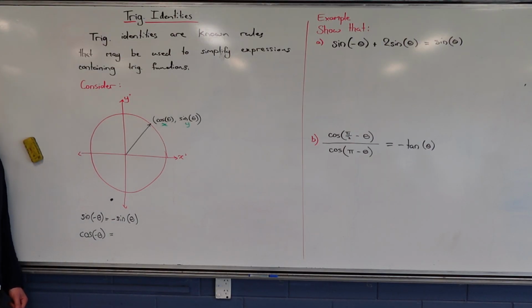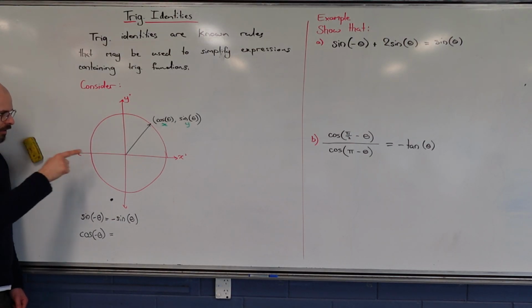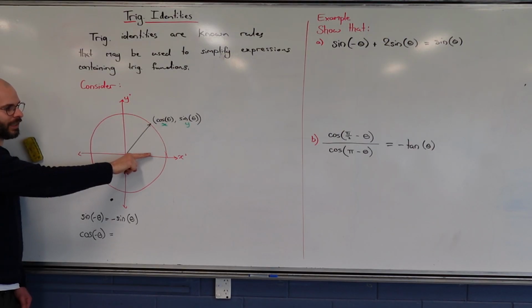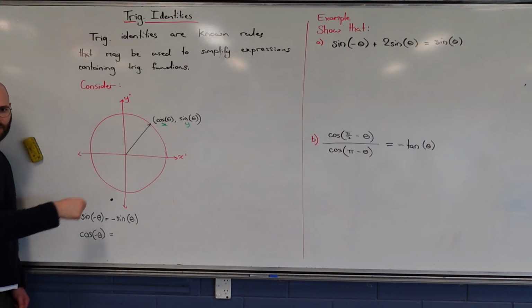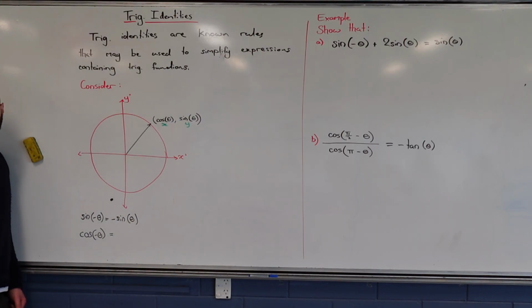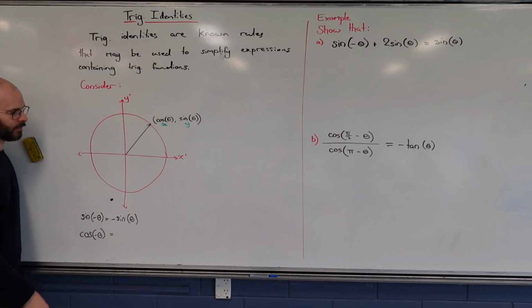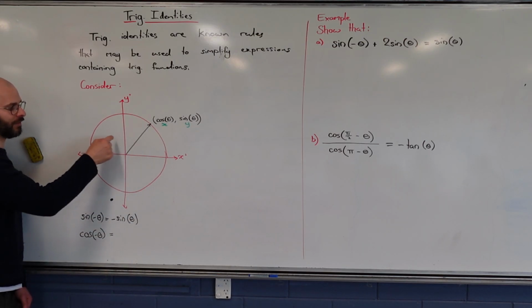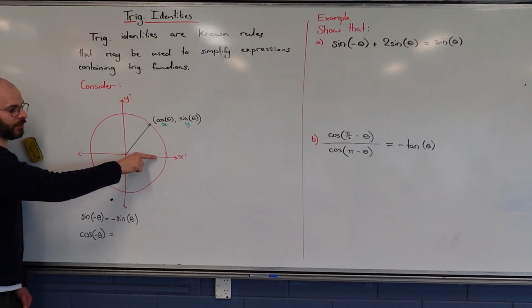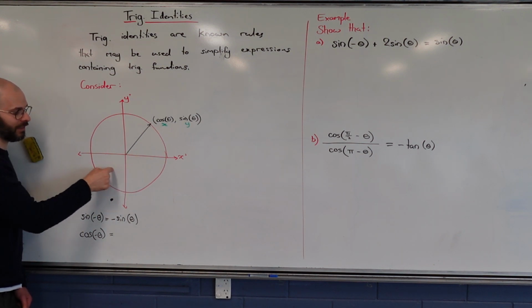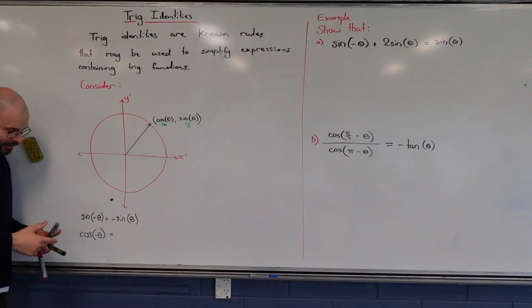I want you to have a think, would it matter if, rather than going positive theta to begin with, we just started to go in the clockwise direction, would the pattern change at all? No, it's still positive. So you go positive, negative, negative, positive. But if you went in the opposite direction, you go positive, negative, negative, positive. So it works out the same.